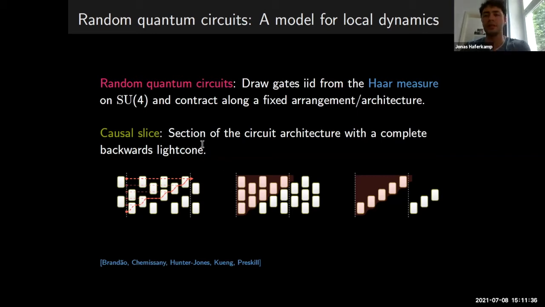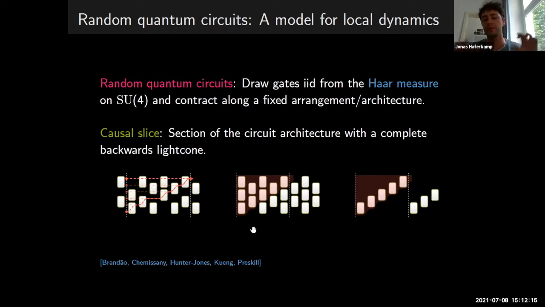I want to point out that our result holds for many different architectures, but they need to have a certain property. This property is a kind of connectedness property. In fact, we require that our circuit architecture can be decomposed into sections, each of which has a complete backwards light cone. The intuition behind this is that it's not very surprising that we require the circuits to be very connected for growth of complexity.